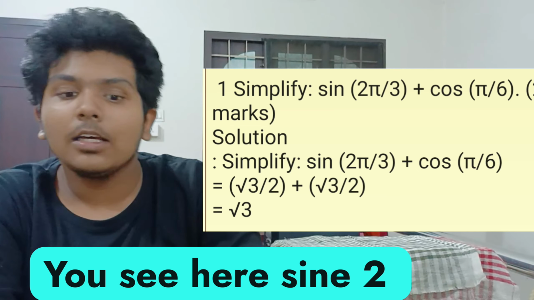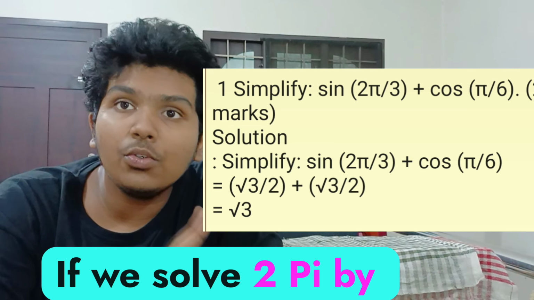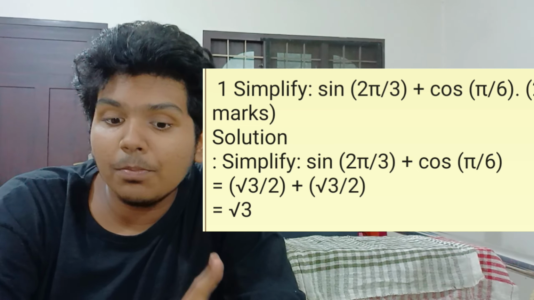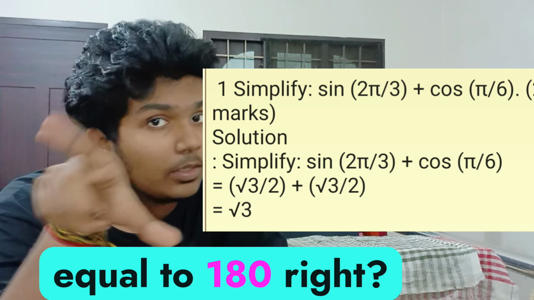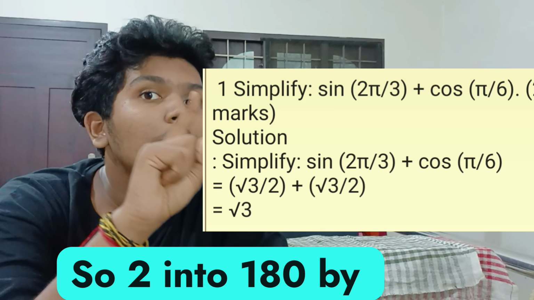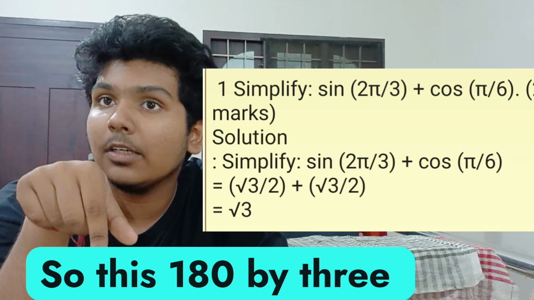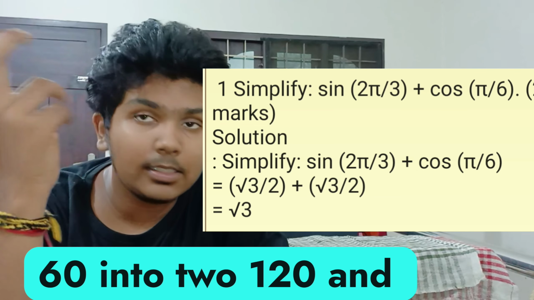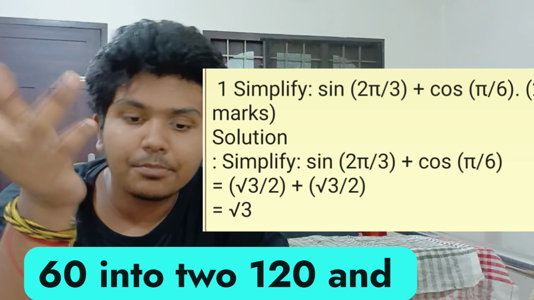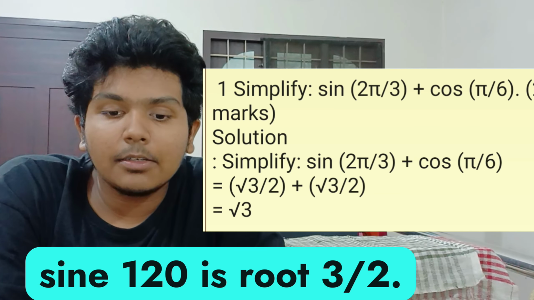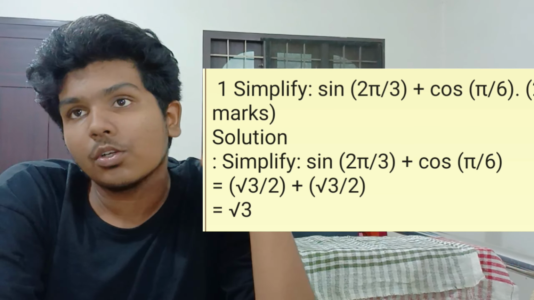You see here sine 2 pi by 3. If we solve 2 pi by 3, what will you get? 2 into, we know pi is equal to 180, right? So 2 into 180 by 3. So this 180 by 3 is 60, right? 60 into 2, 120. And sine 120 is root 3 by 2.